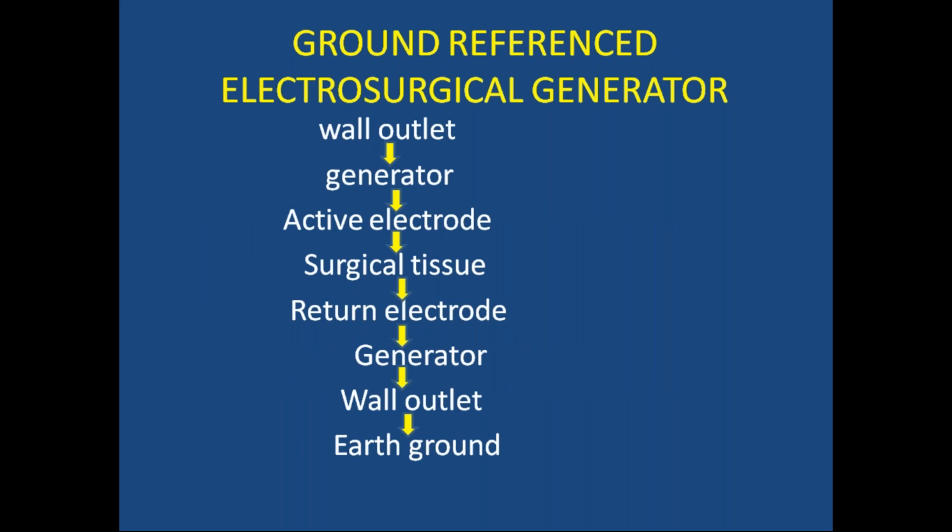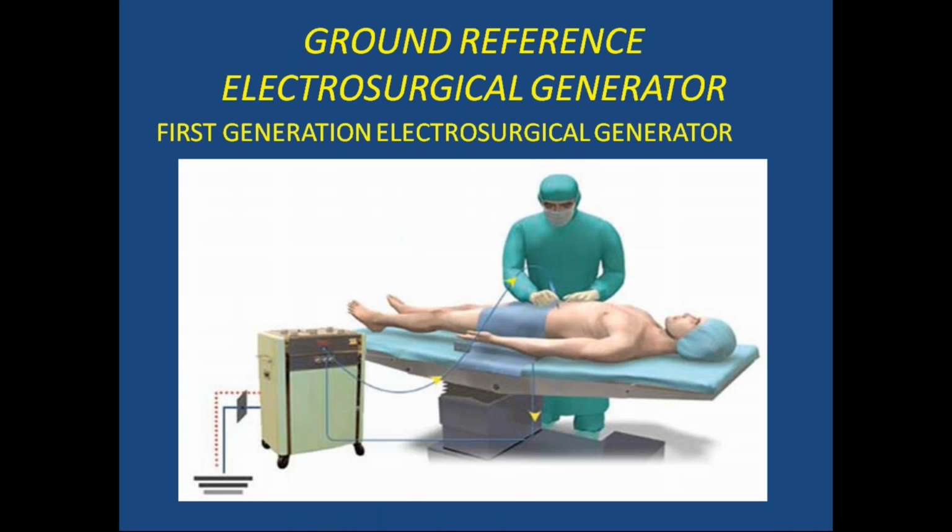So, ground reference electrosurgical generator: from the wall output, the generator produces current to the active surgical electrode, to the surgical tissue site, and then it passes into the return electrode, back to the generator and the wall outlet, and from there it is grounded to the earth. So this is the first generation electrosurgical device.